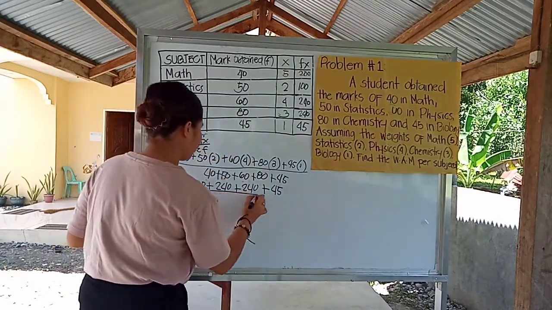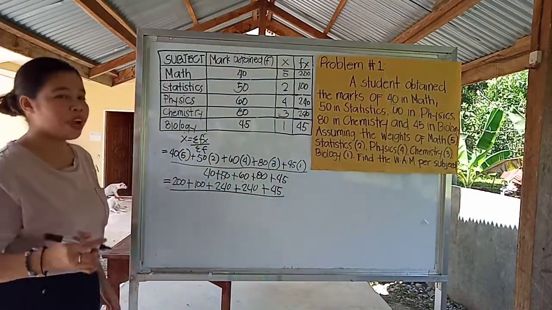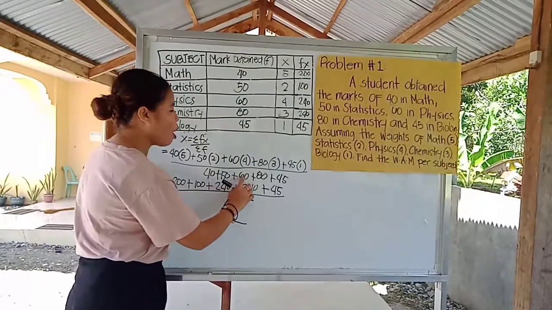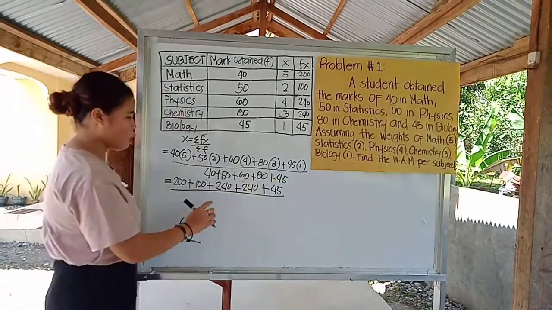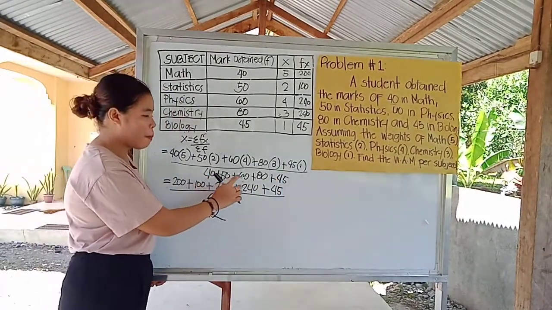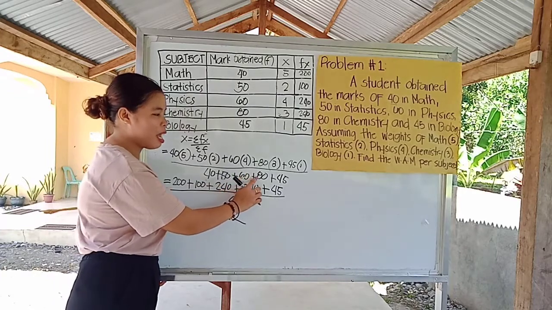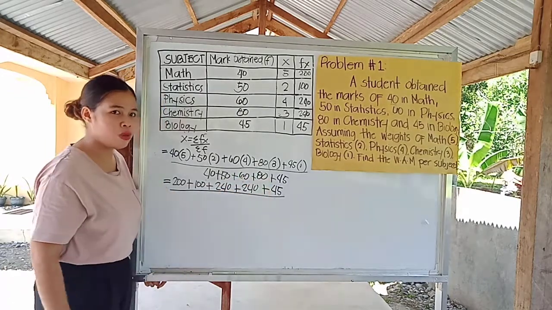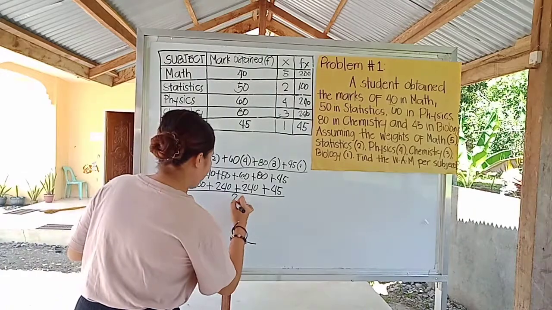So, the next step is we are going to add all the marks obtained. So, 40 plus 50 plus 60 plus 80 plus 45 is equal to 275.